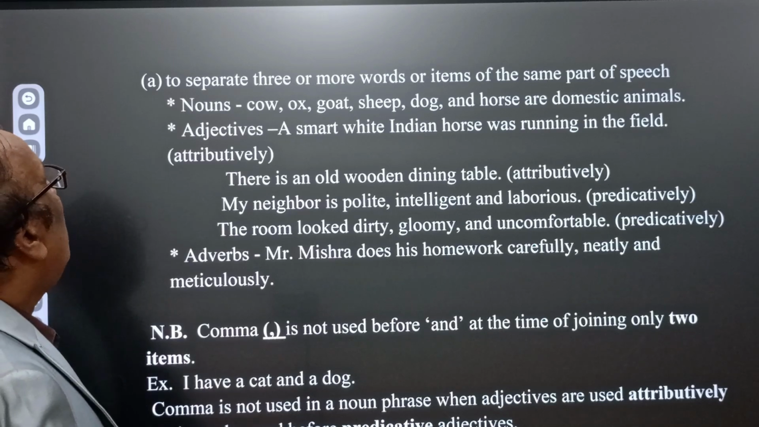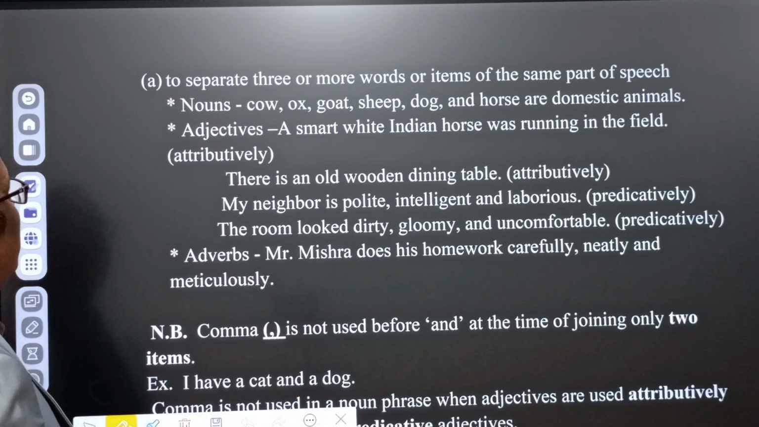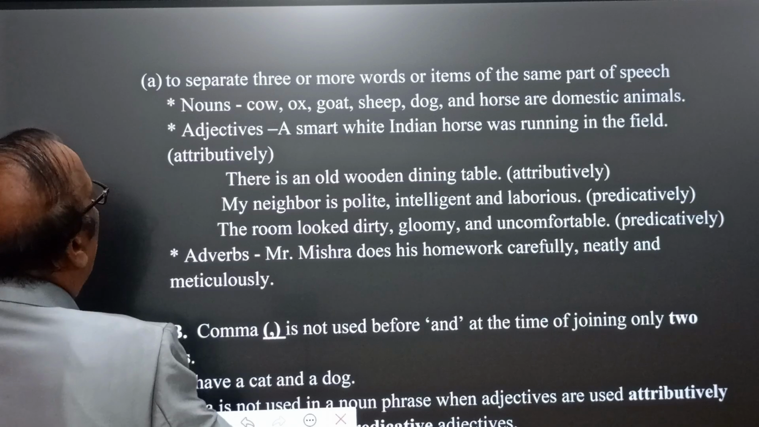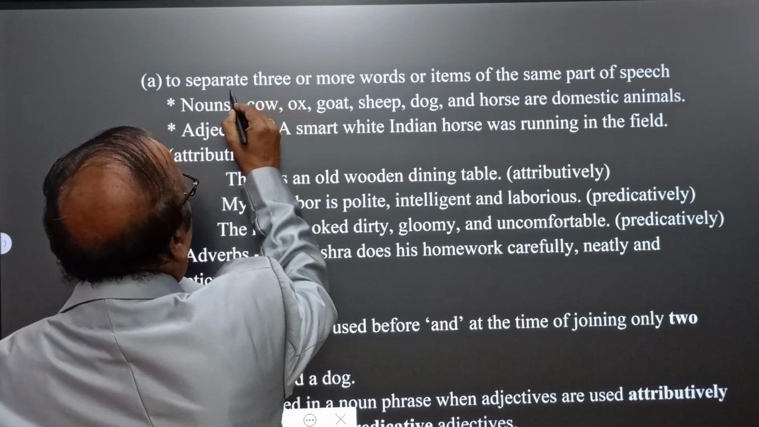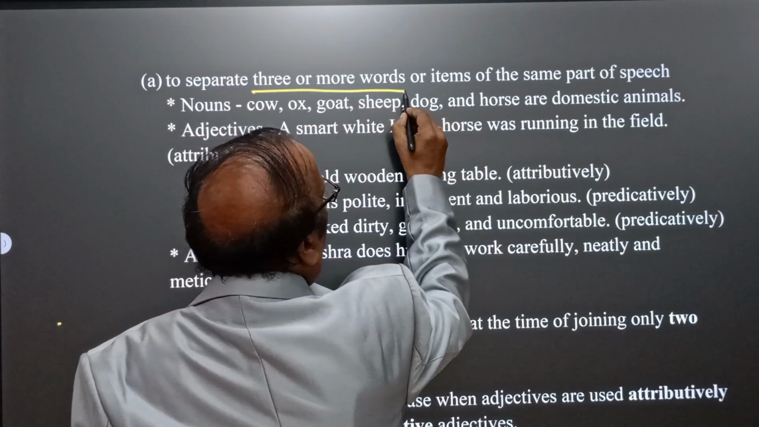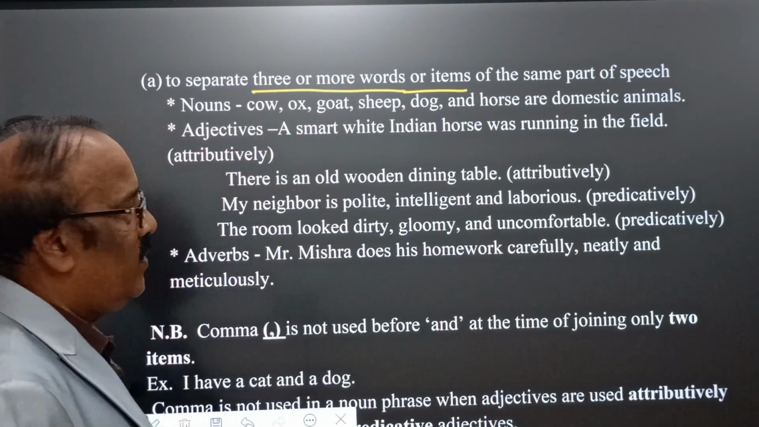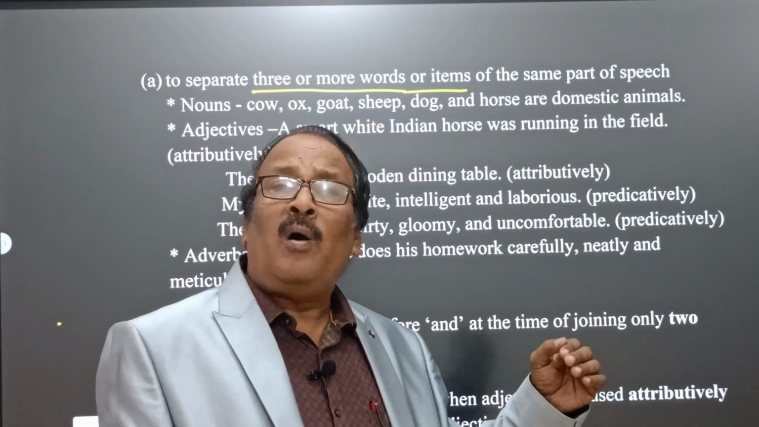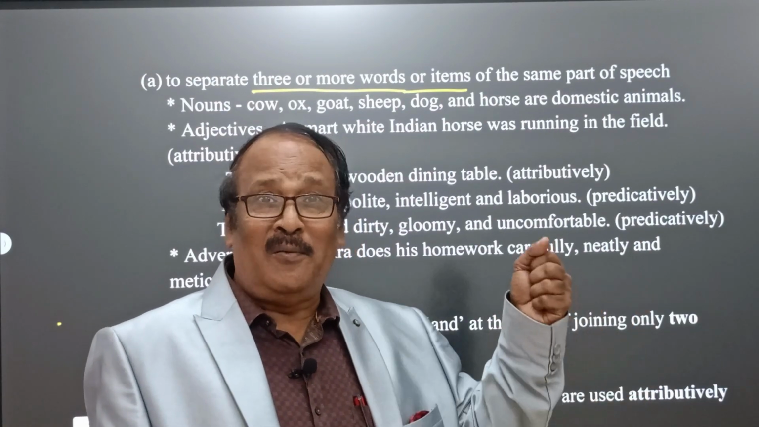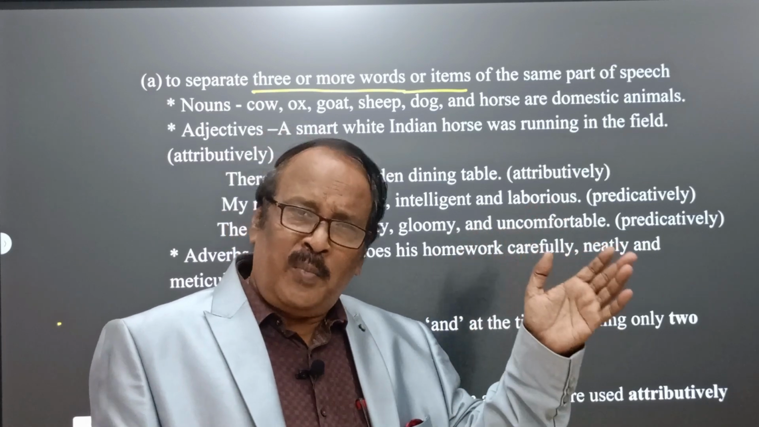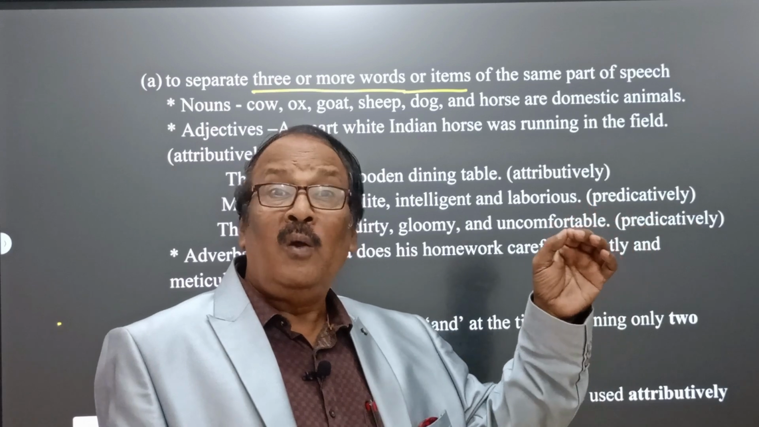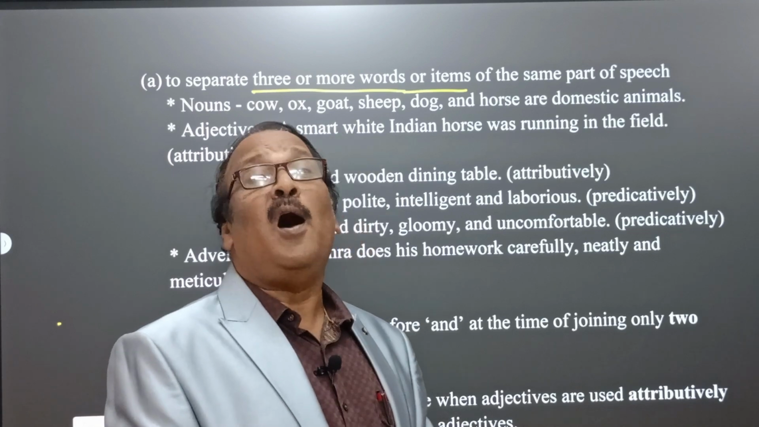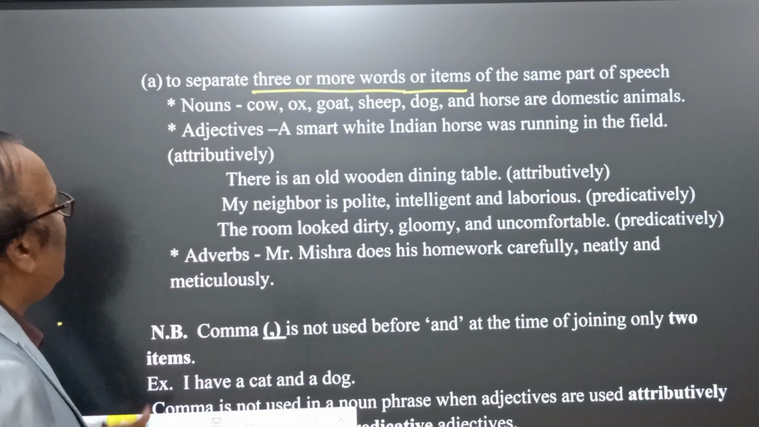Commas are used on different occasions. What are those occasions? To separate three or more words or items of the same part of speech. For example, it may be verb or noun or adjective or adverb, these are the content words, main words. Whether it is a preposition or whatever the part of speech it may be, whenever we want to separate them, definitely we use comma. Then how? Listen, take interest in some examples.